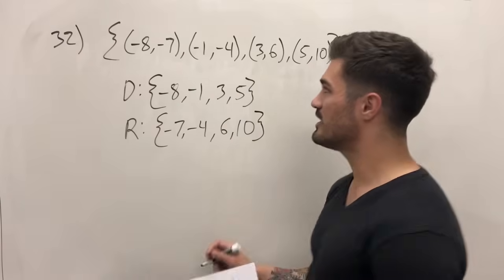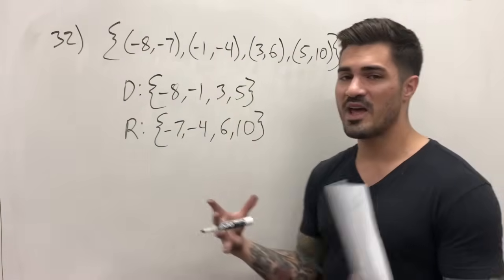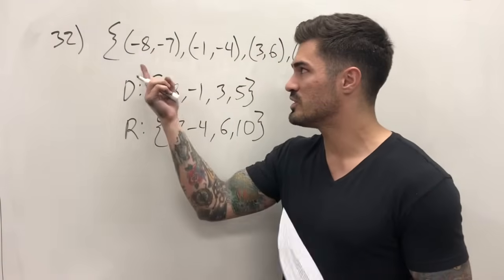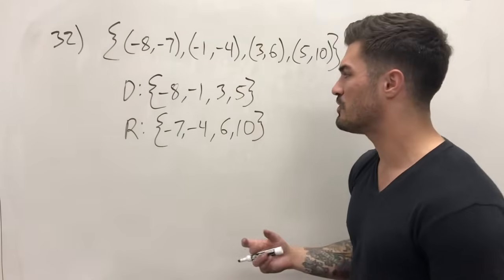Some people are tempted to write an interval, and they'll write an interval from -8 to 10. An interval means everything in between. We're not including everything in between. There's just 4 elements in the domain and 4 elements in the range. So be careful, don't write an interval.